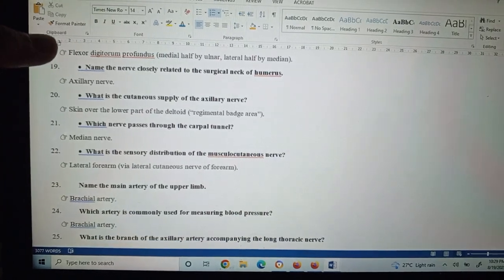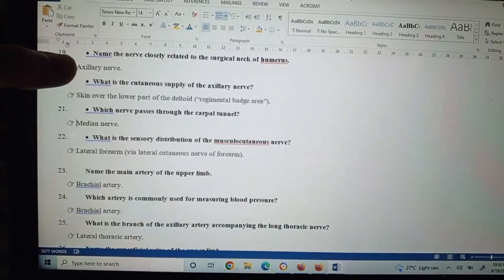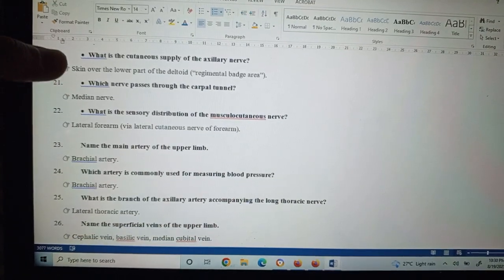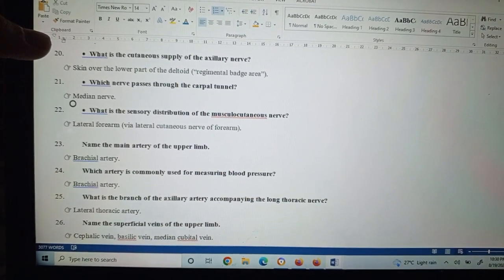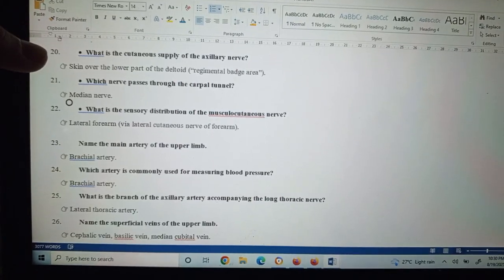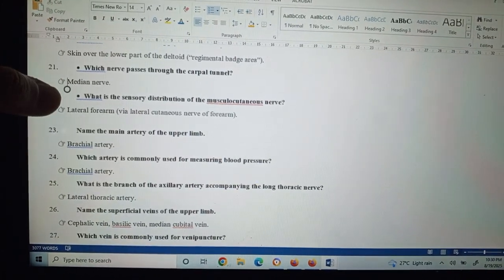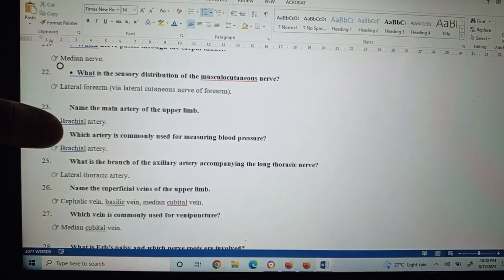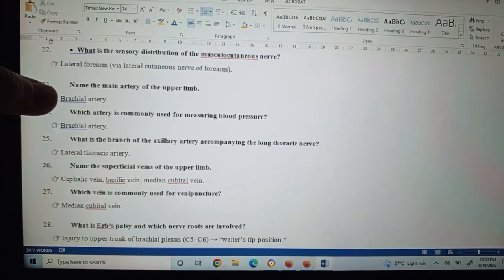What is the cutaneous supply of the axillary nerve? Skin over the lower part of the deltoid, the regimental badge area. It is also known as the regimental badge area, so do not get confused by it. Which nerve passes through the carpal tunnel? Median nerve. What is the sensory distribution of the musculocutaneous nerve? Lateral forearm, by the lateral cutaneous nerve of the forearm.